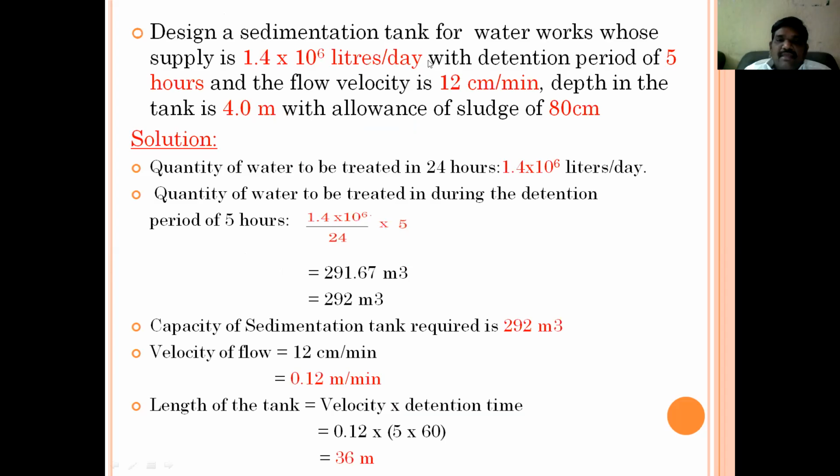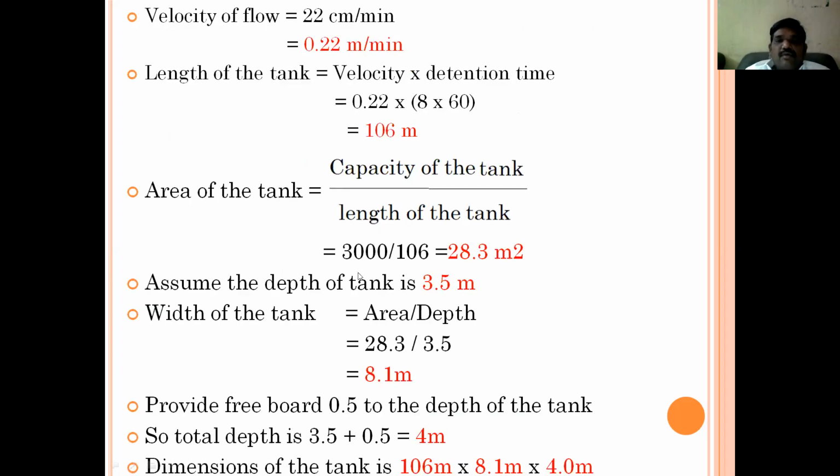Whereas in the previous case, they didn't give the depth. We only assumed the depth as 3.5 meters. I told you in the previous class, if the depth is not mentioned, we must assume the depth as 3.5 meters. That is pre-prescribed and empirical.